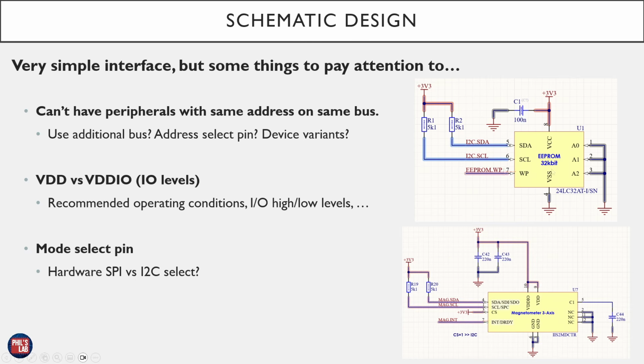But there are devices, for example, the EEPROM on the right-hand side, that have dedicated hardware address select pins. So A0, A1, A2 on the right-hand side can be used to configure bits of the I2C address of this device. Additionally, there are parts and devices where the part number itself indicates a device variant where you might have a different I2C address depending on which part number you choose. So that might be an option as well.